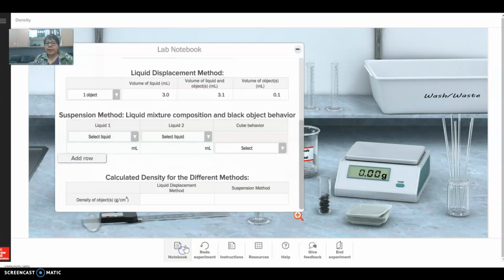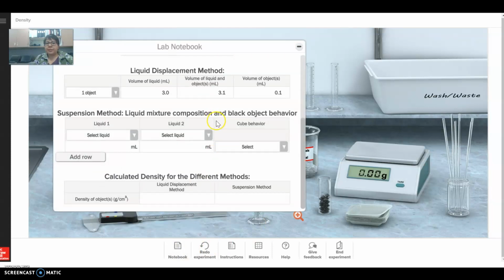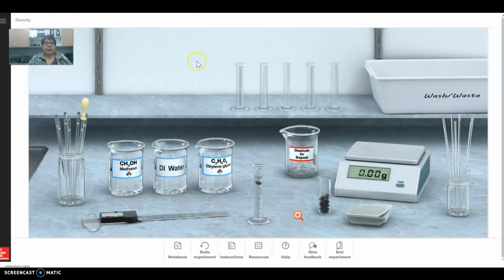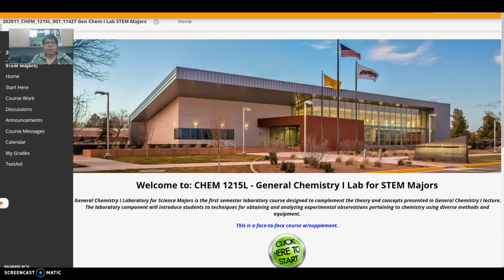Once you fill out all of your information in the lab notebook, it will let you advance to the next stage. So your assignment is to complete both stage 1 and stage 2 of the lab activity. There are 2 parts to it. And then the next thing that I want you to do is download the data sheet.